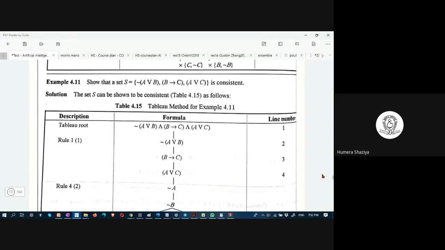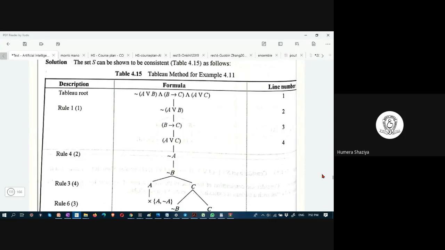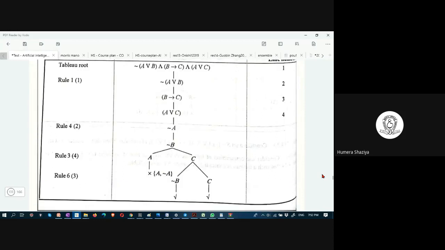Show that S equals not A or B, B implies C, A or C is consistent. How can it be shown that it is consistent? Start with this. Apply rule number 1. Rule number 1 is for 'and', and rule number 4 is this. And rule number 3 on 4 is this. When you are applying rule number 3 on statement number 4, you are getting here not B, A, C, this one, A or C.